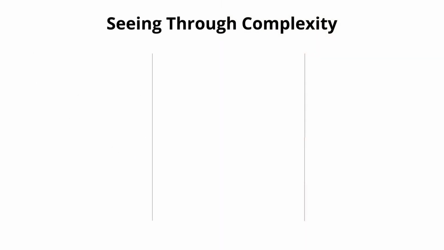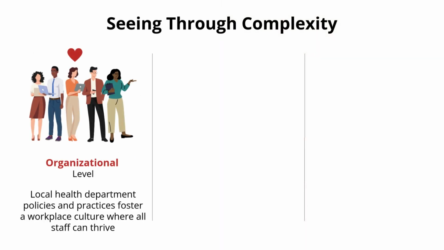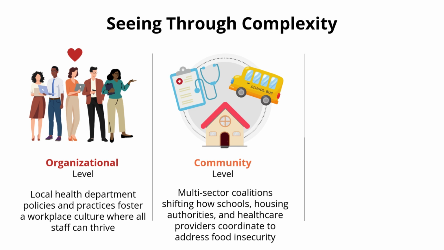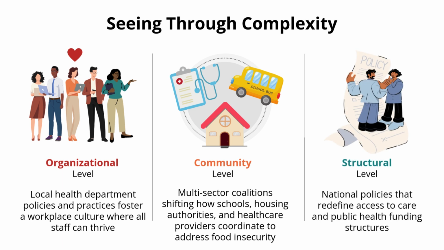Systems change can happen at multiple levels. At the organizational level, it may involve transforming how local health department policies and practices foster a workplace culture where all staff can thrive. At the community level, it can look like multi-sector coalitions shifting how schools, housing authorities, and healthcare providers coordinate to address food insecurity. At the structural level, it could include national policies that redefine access to care and public health funding structures. Such shifts won't happen in isolation and will require aligned efforts across people, policies, practices, and power structures. It would involve addressing power, equity, and the structural and cultural conditions that shape community health.